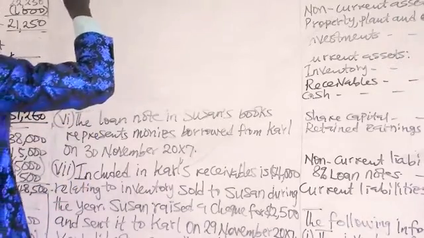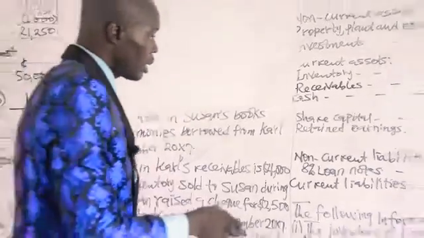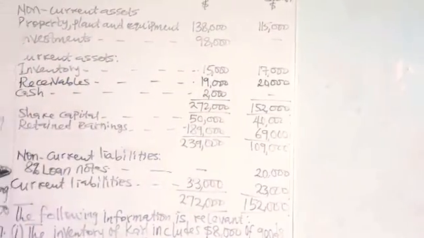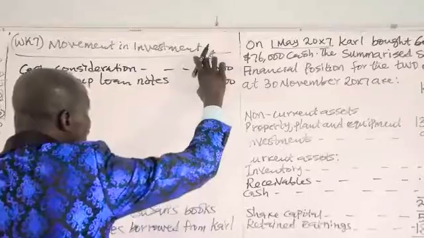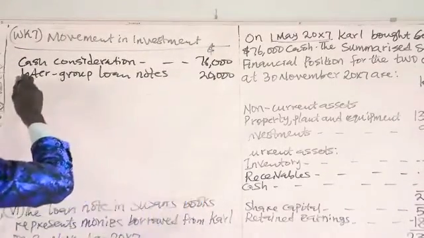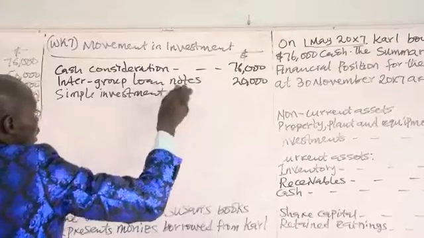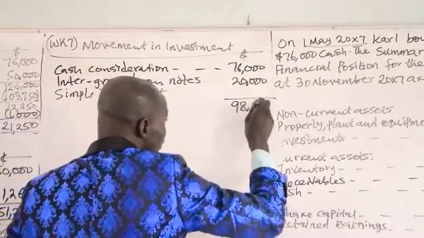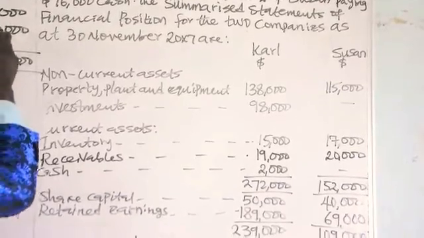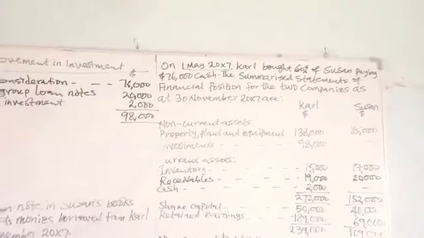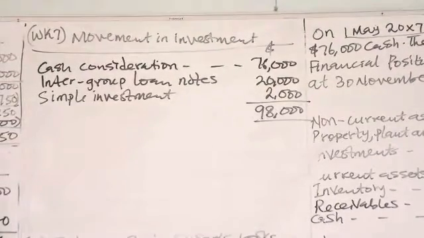Then we also have intergroup loan notes. And how much is that loan note? You check. The loan note is 20,000. I told you it will be eliminated. Then if you add this, it will be 96,000. The total investment is 98,000, so there will be a difference of 2,000. This 2,000 will appear as a simple or ordinary investment in the consolidated statement of financial position. That is for investment.